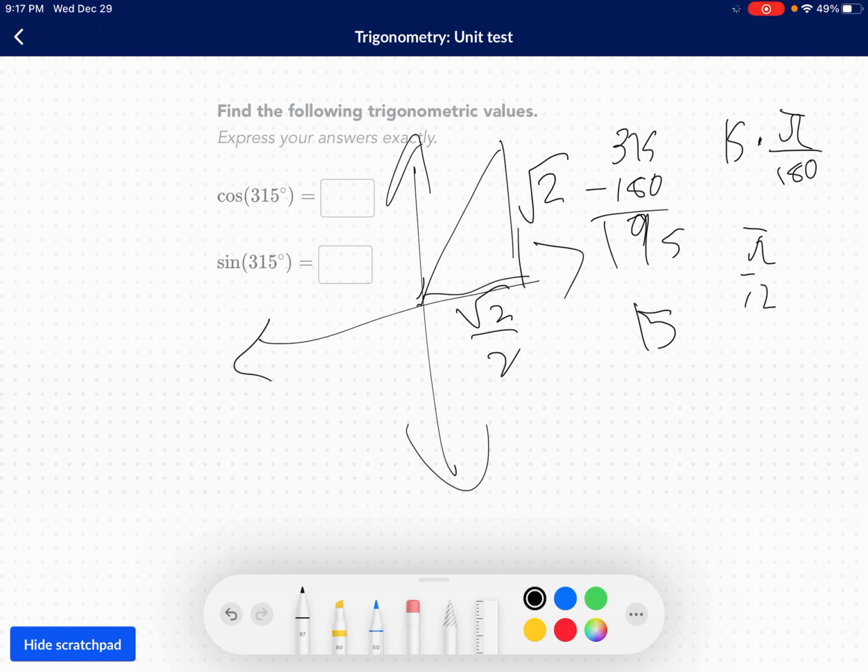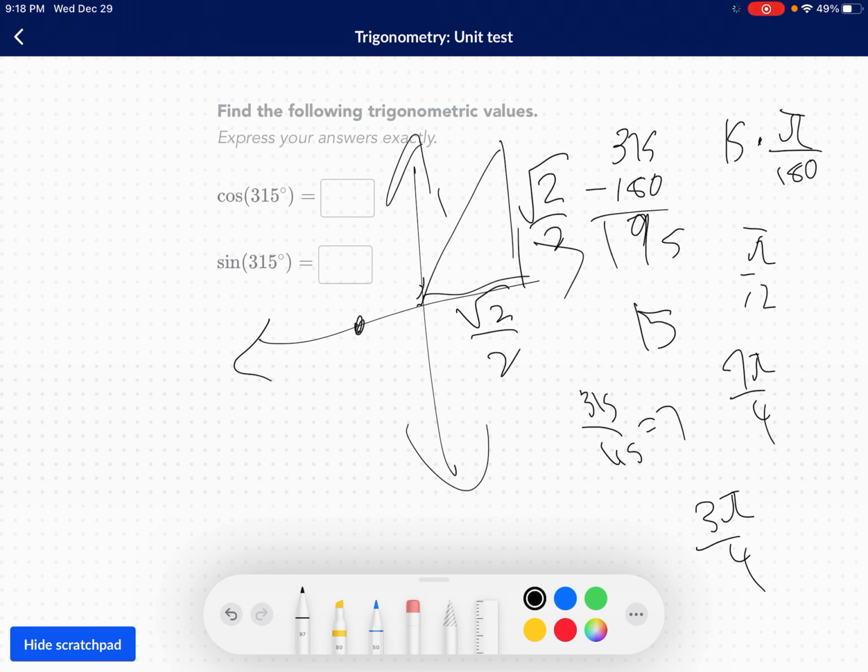45. It's root 2 over 2. This one, and 315 divided by 45 equals 7. So it goes, so 7 pi over 4. This is pi over 4. So 7 pi over 4.